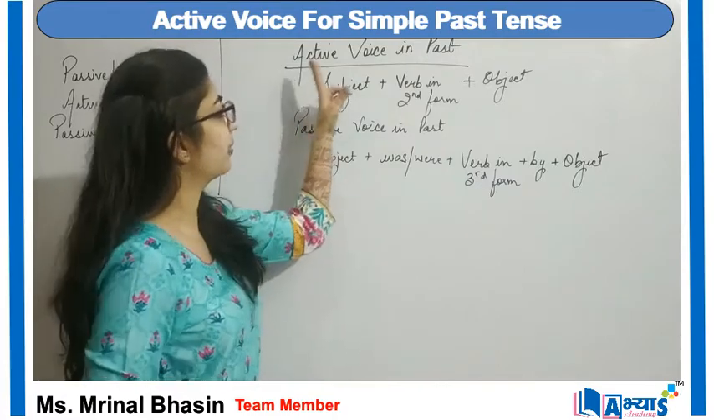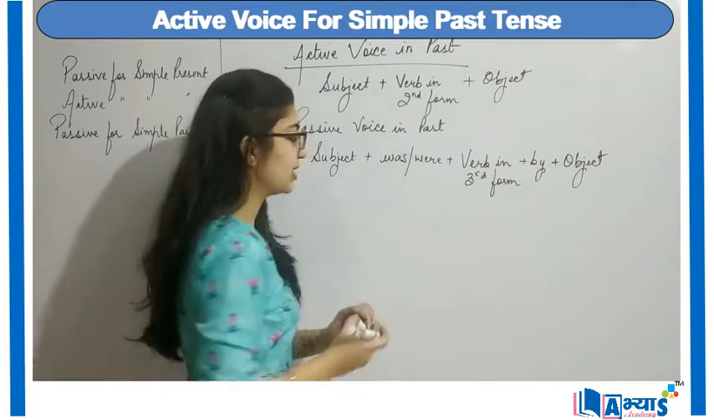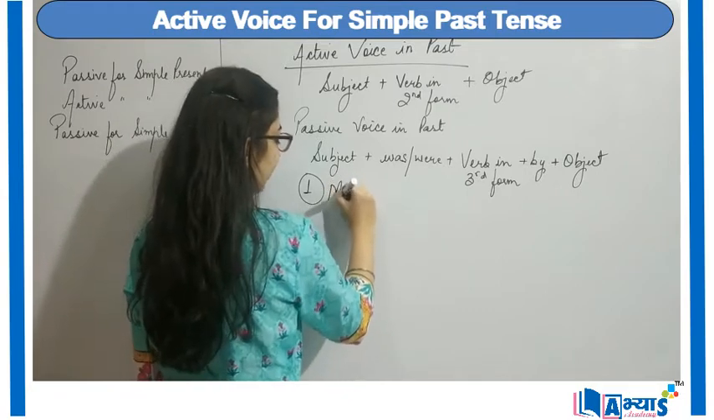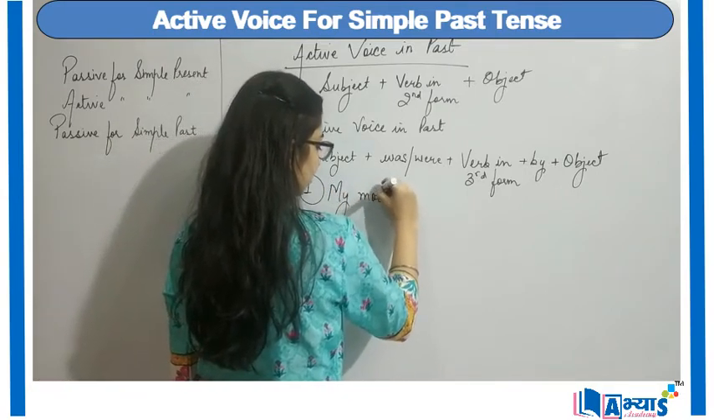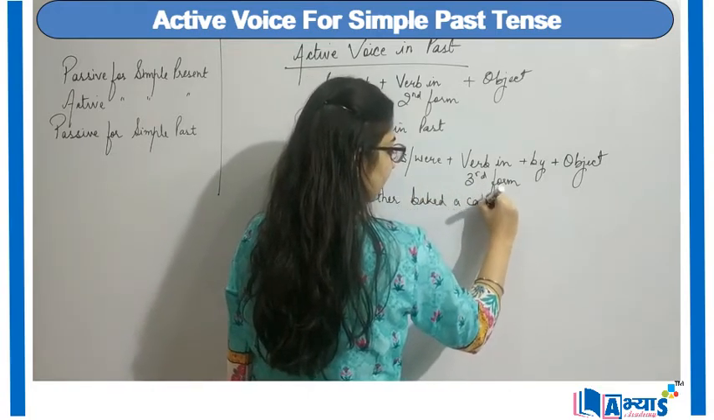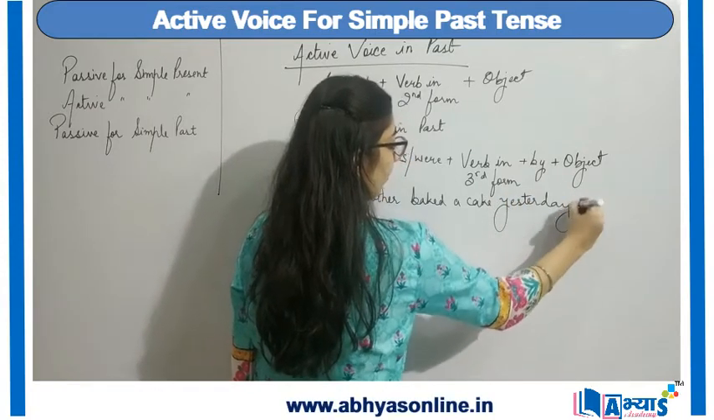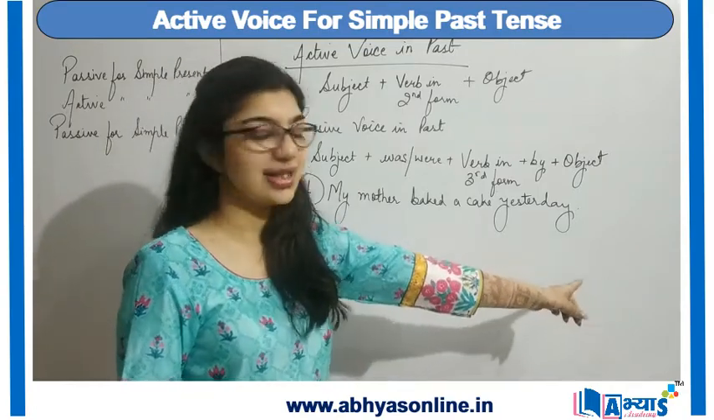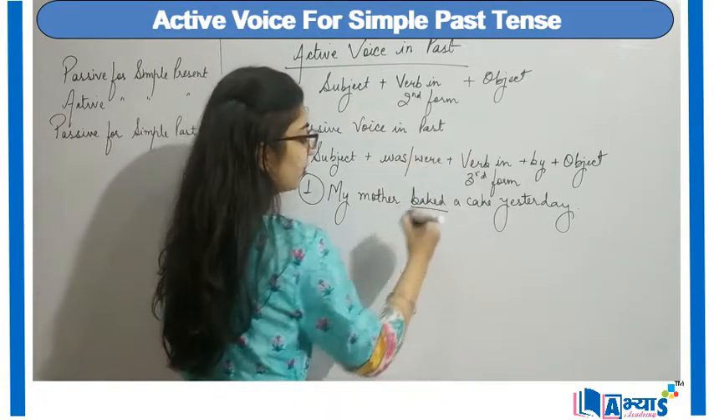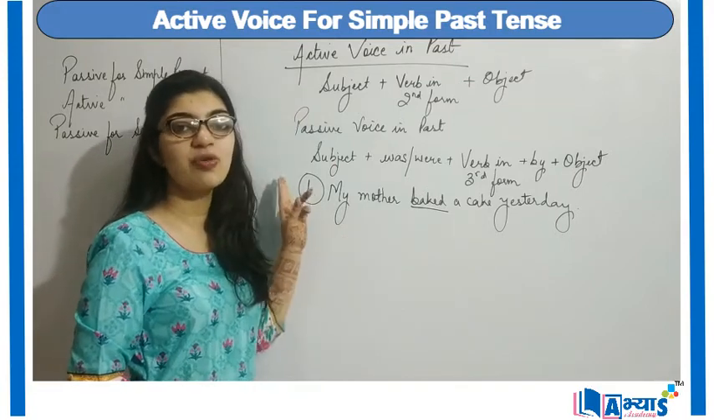Now I want to convert my active voice in past to passive voice in past. For example, let us take the first example. My mother baked a cake yesterday. Now, my mother baked a cake yesterday. This is an example of active voice which is in past tense because here I am using my verb in second form. Now I want to convert this sentence into passive voice.